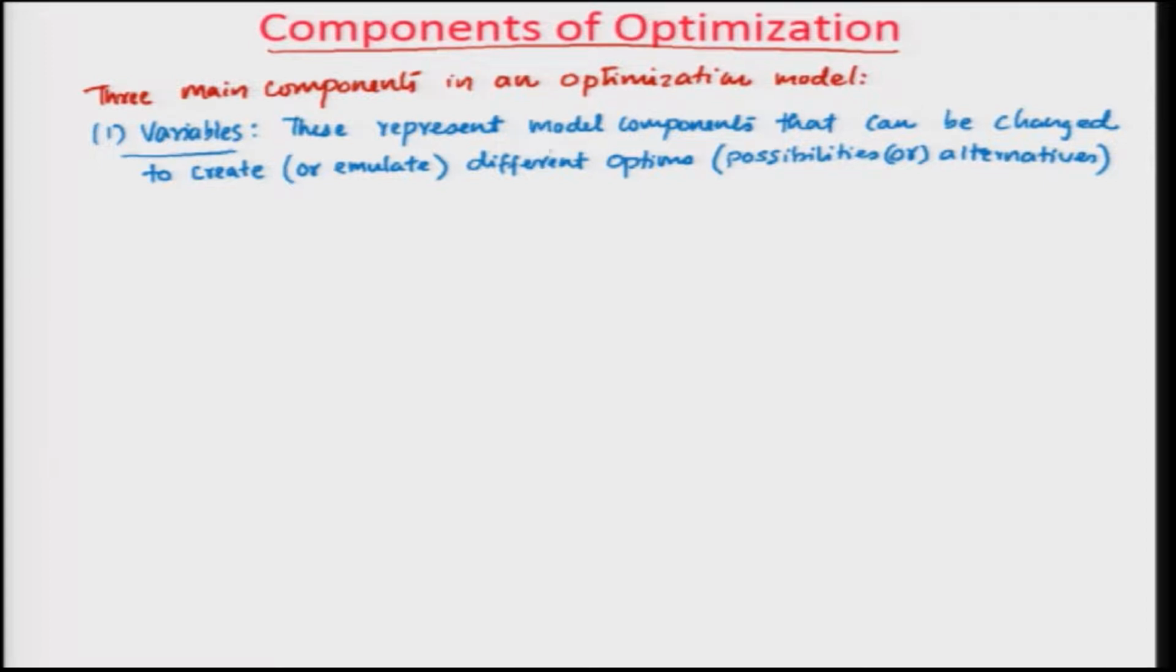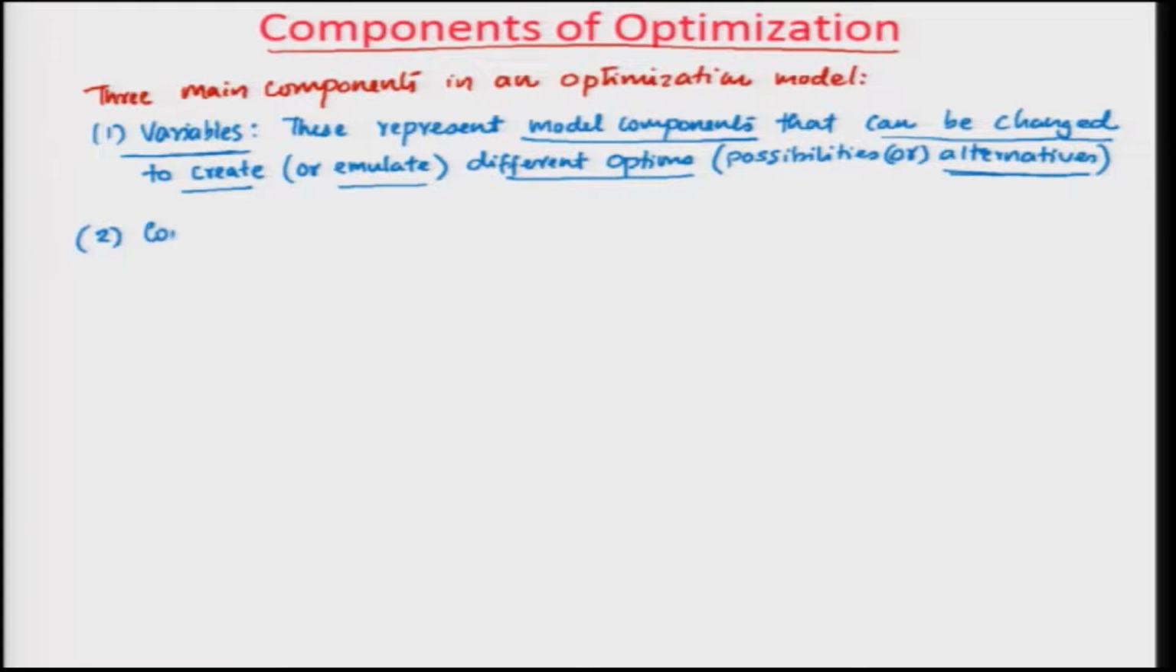So variables are the components of the model that can be changed, or you could change the value of them, to create or emulate different options or different alternatives. The variables are the ones that you can actually modify to create different alternatives that can be evaluated. So that is the first part of an optimization model.